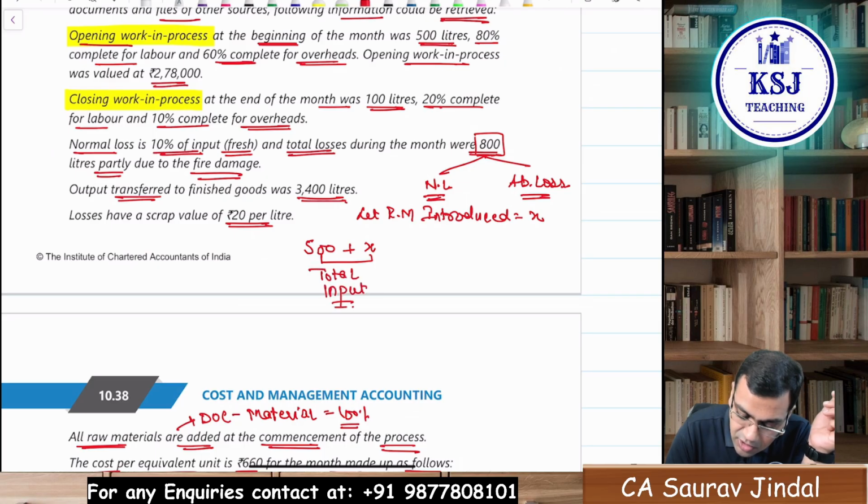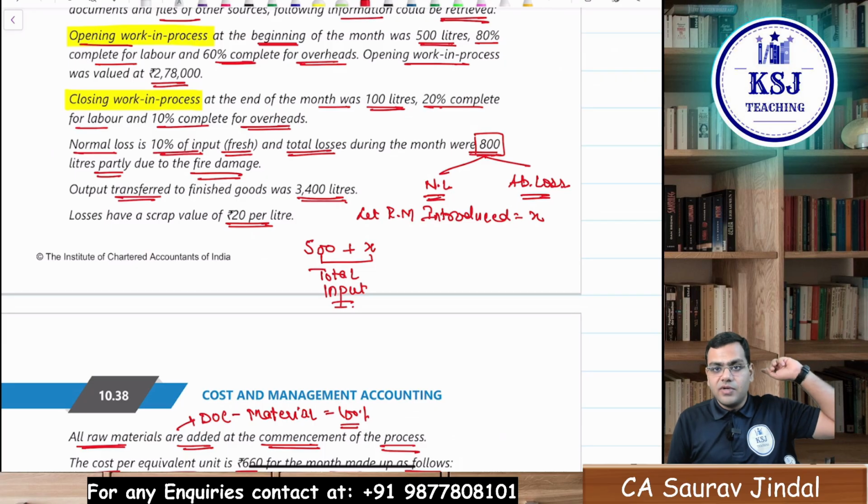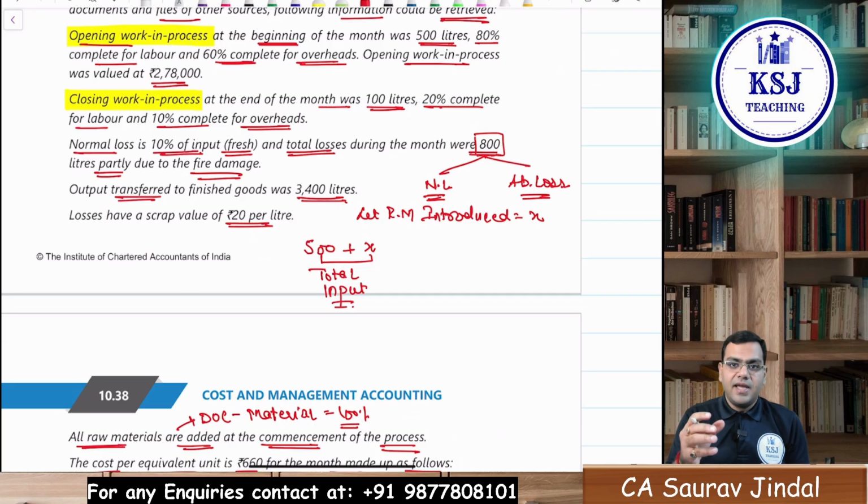This becomes your total input, that is 500 liters from the opening WIP, and X, that is the fresh input. So whatever the output will be, that will be from this total input. Yes or no? Opening plus fresh. Fresh, we are saying X.